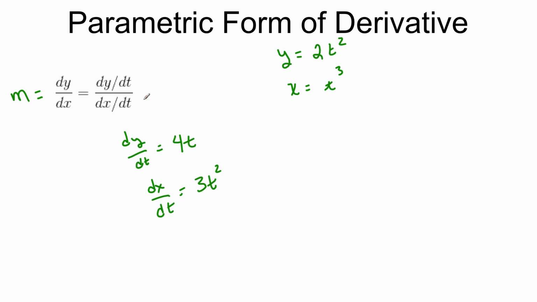So that then I'm going to come up and find the slope. When I find the slope, it is going to be dy/dt, which is 4t, divided by dx/dt, which is 3t squared. And I am going to simplify this. That's 4 over 3t. So that's the slope at any point.